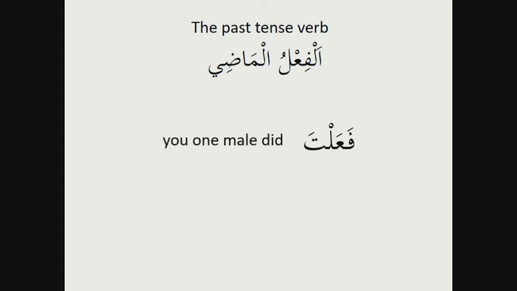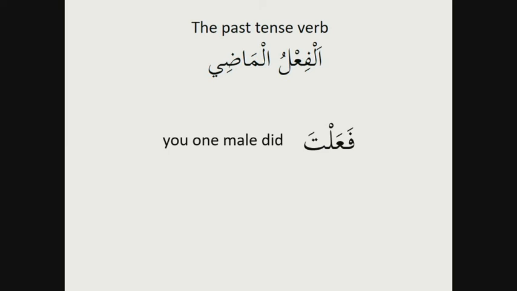How do I say you, one male, did? That's the next one. Second person, the person that I'm speaking to now. You, one male, did. I say fa'alta. Everybody say it for me. Again.